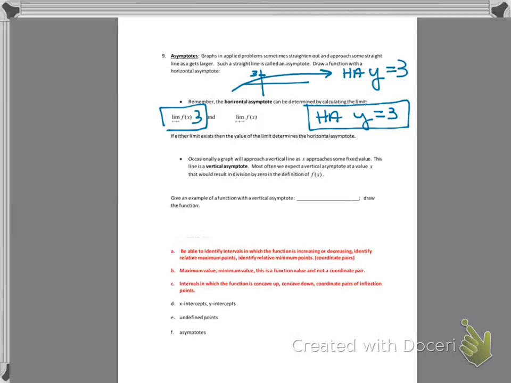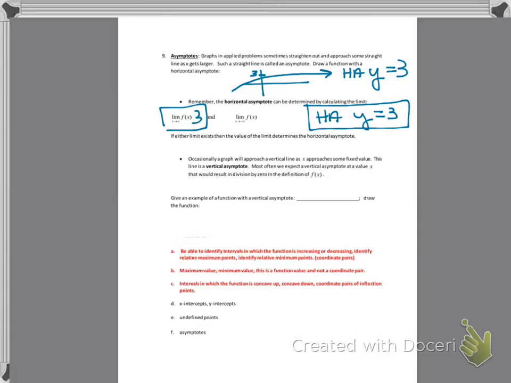So if either the limit as x goes to infinity or the limit as x goes to negative infinity exists, then that value will be the limit. And if you write it as a y equals, that will be your horizontal asymptote. Alright, so that's one asymptote.